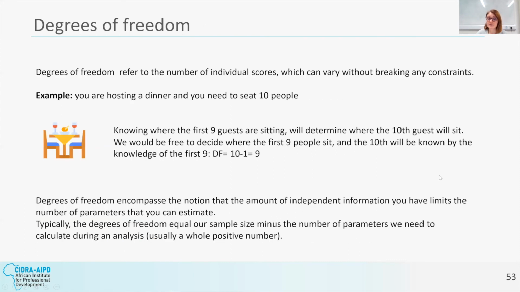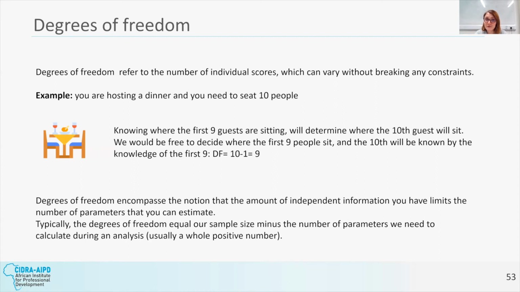Now, we mentioned degrees of freedom. Let's see an example. We are hosting a dinner and we need to seat 10 people. We know that, knowing where the first 9 guests are sitting, we can determine where the 10th is going to sit. So basically, we can choose freely where the first 9 are sitting, and then the 10th will come as a consequence of where the first 9 guests have been sitting. So our degrees of freedom will be given by 10 seats minus 1, which is the blocked one, the one that depends on the previous ones.